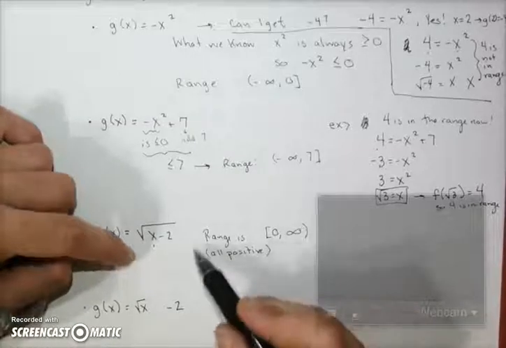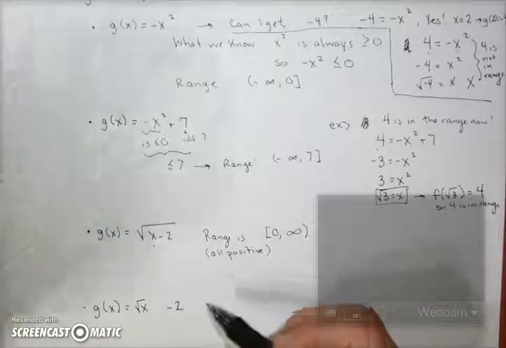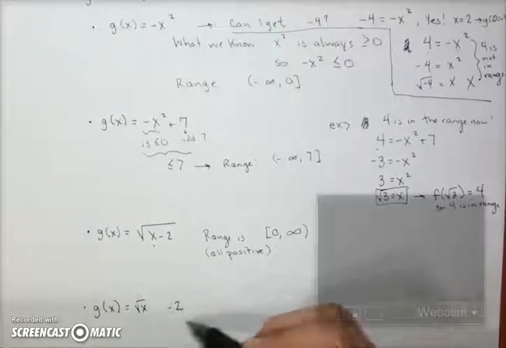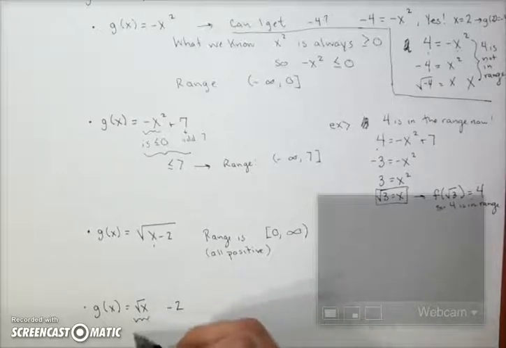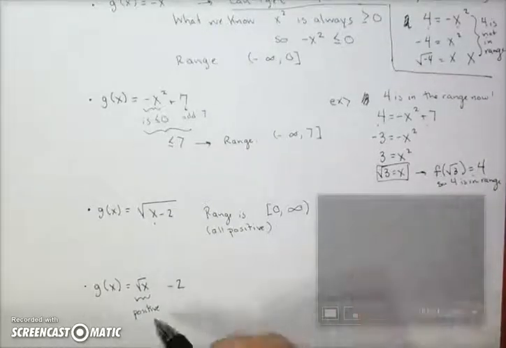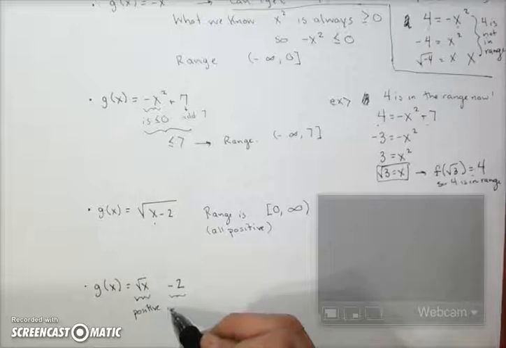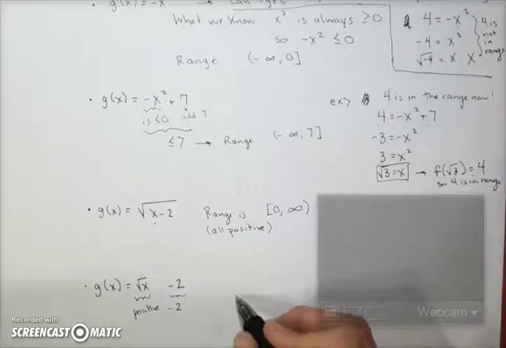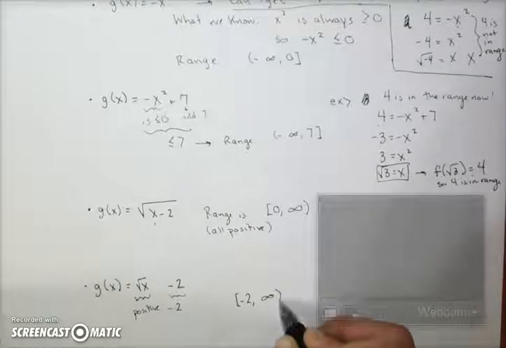And I can use the same idea to find the range of the function square root of x, the whole thing minus 2. The square root of x is non-negative. So with this, I can get all possible non-negative numbers by plugging in different values for x. Then I'm going to subtract 2 off of it. So my range will be negative 2 up to infinity instead.